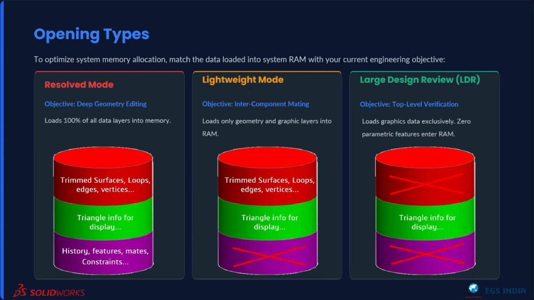we have created it, the features, the mates, etc., is not going to be present until you click on a specific part or an operation over there. So by default, only two layers of data are going to be coming into your lightweight mode.